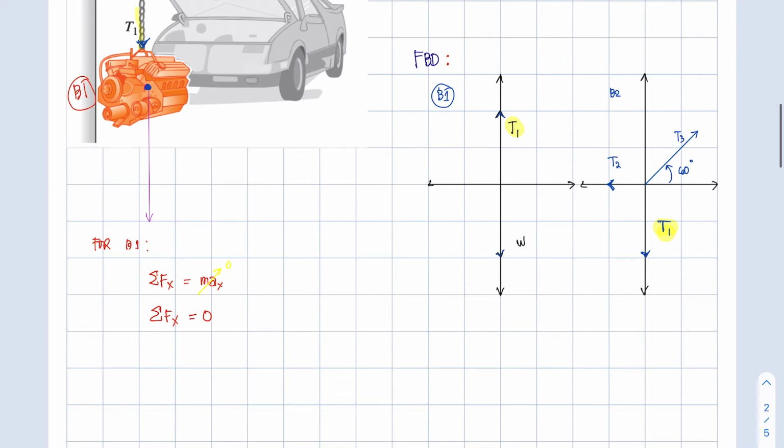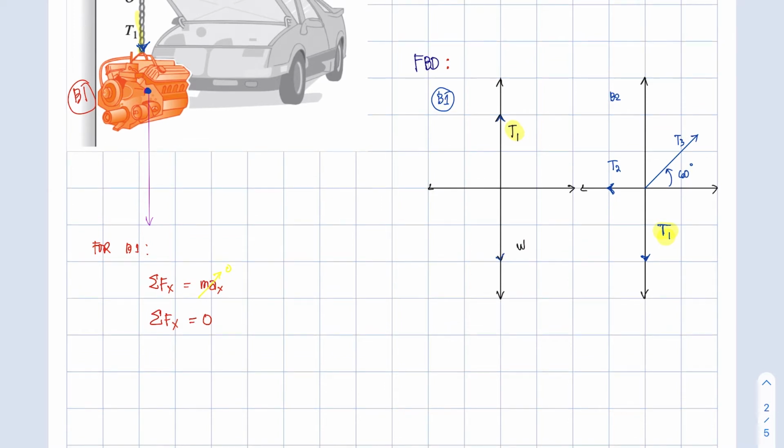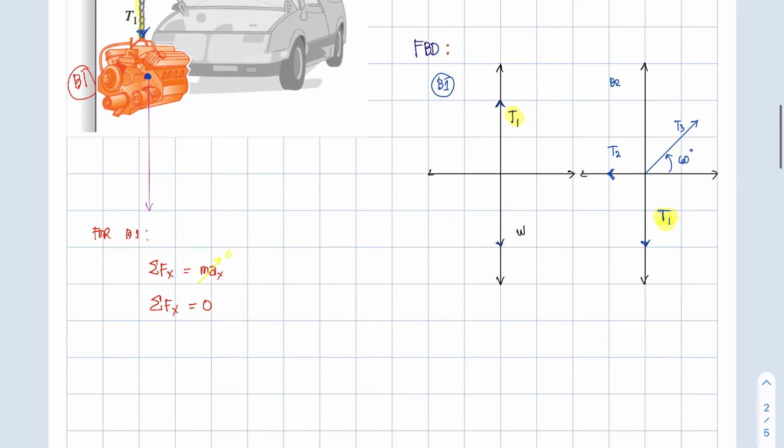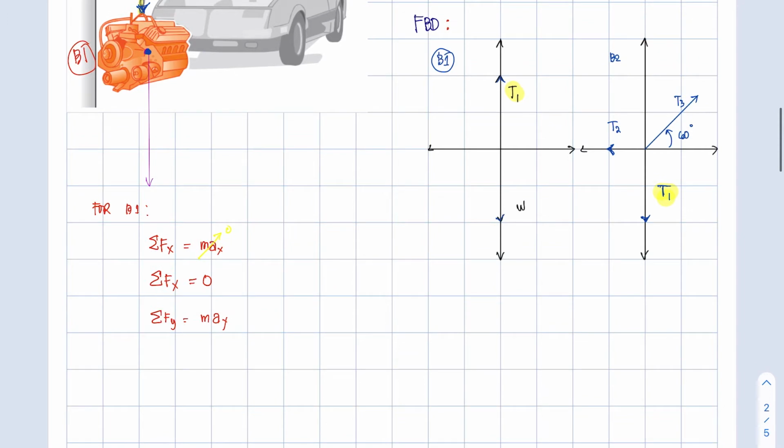Now, we are still dealing with body 1, but we will now be dealing with the y-axis. So I will write the sum of the forces on y is equal to mass times acceleration on y. You need to note that the mass will be the mass of the engine in that case. So now, what is on the y? You have your weight, which is downward. So you have negative W and then plus T1, which is upward, and that will just be equal to m, let me put m sub E, the mass of the engine, times acceleration along y.